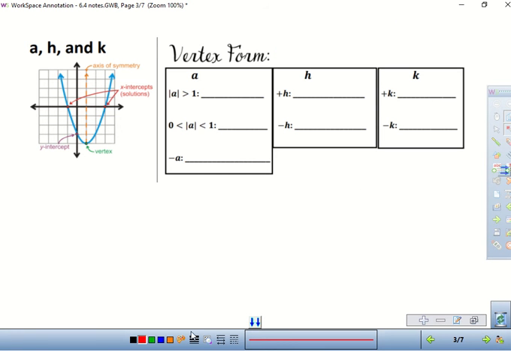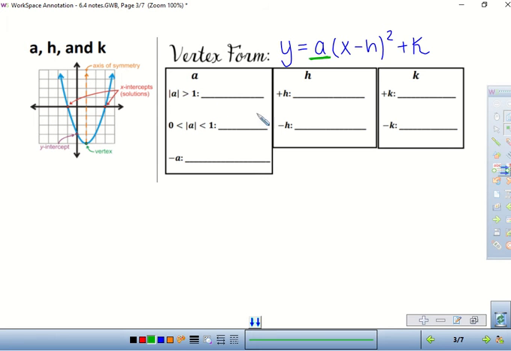Now we're going to talk about vertex form and what it means. So vertex form is known as y equals a times (x minus h) squared plus k. So let's talk about the different types of transformations and what they can mean.